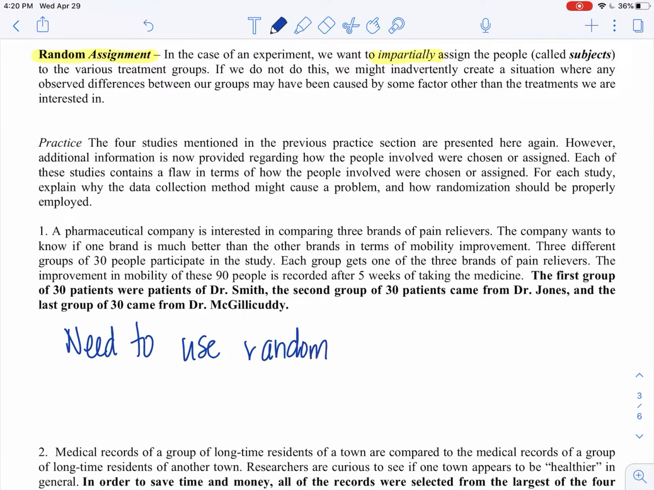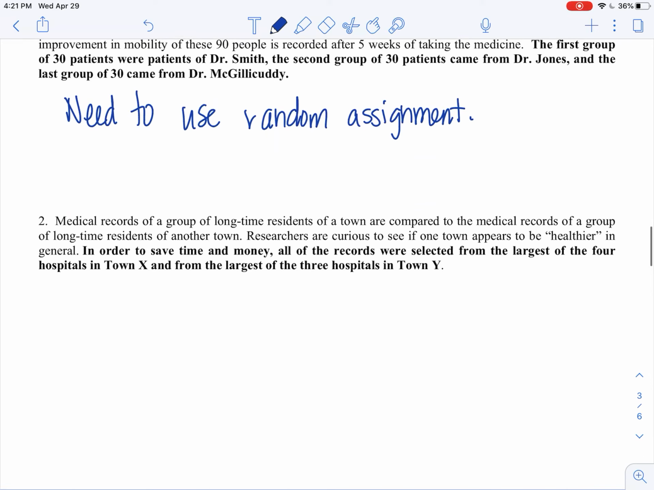So you need to use random assignment, meaning that your people can come from Dr. Smith, Dr. Jones, and Dr. McGillicuddy, but you can't give one treatment to one group and one treatment to another group and one treatment to a third group without mixing them all together, getting a sampling of people from Smith, Jones, and McGillicuddy that get the first pill, and then a sampling that get the second pill, and a sampling that get the third pill. You need it to be random assignment, okay? Because you never know. Maybe Dr. Smith has all old people. Dr. Jones has all children. Obviously, old people and children are not going to respond the same way to medicines and pain relievers, okay?